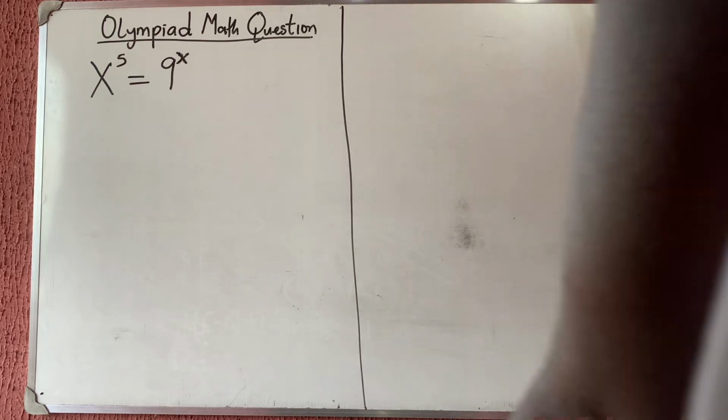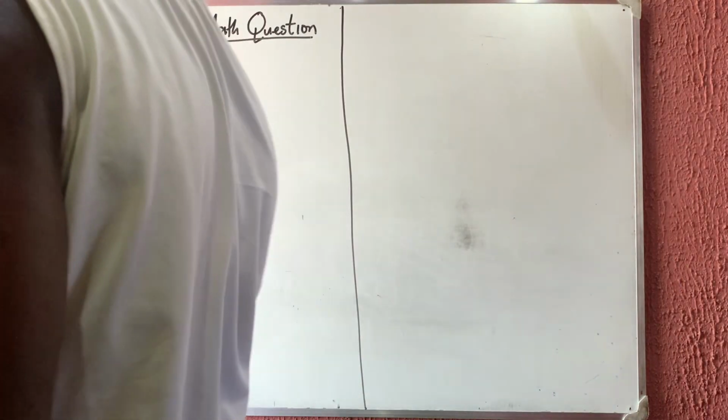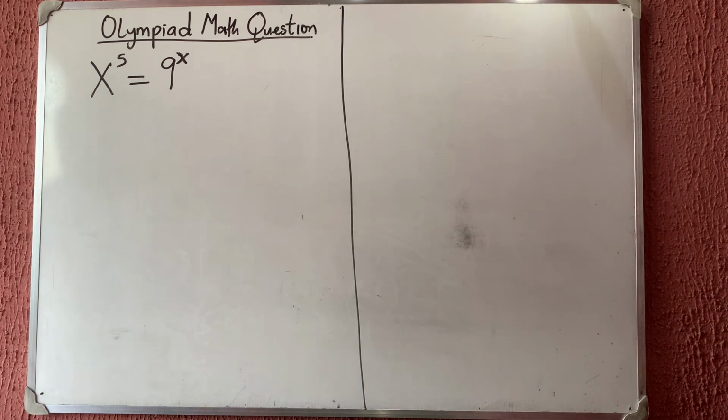All right, let us quickly solve this Olympiad math problem. Okay, we have that x raised to power 5 is equal to 9 raised to power x. Okay, this is very simple to solve.